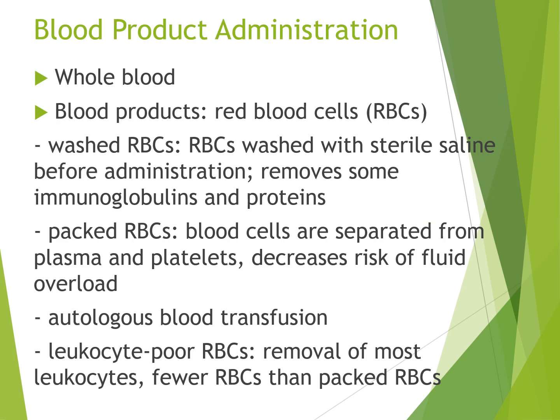Blood products, RBCs, right? Washed RBCs are RBCs washed with sterile saline before administration. It removes some immunoglobulins and some protein. Packed RBCs are blood cells that are separated from plasma and platelets and decrease the risk of fluid overload. And then, of course, autologous blood transfusion is blood that the patient stores for their own self. If they're going to surgery, they can have their blood for their own use, right? Auto means self. Leukocyte-poor RBCs are packed red blood cells with the leukocytes removed.